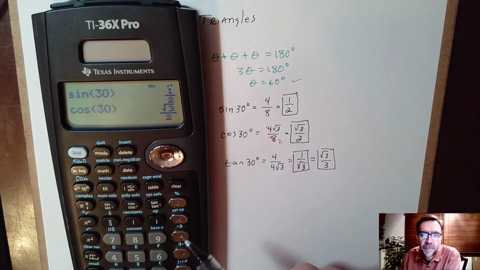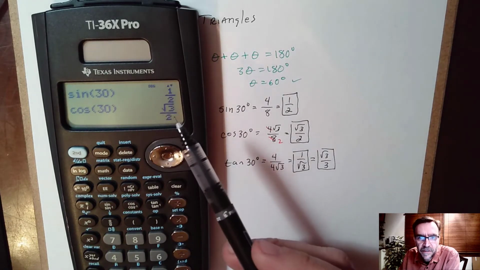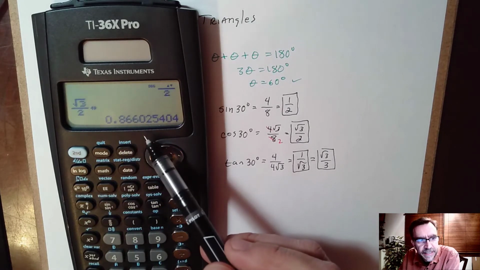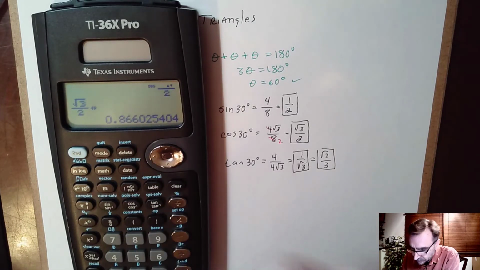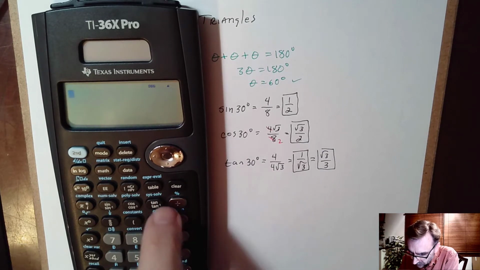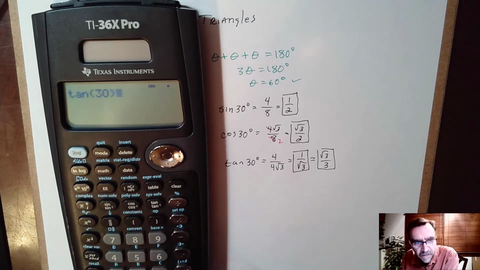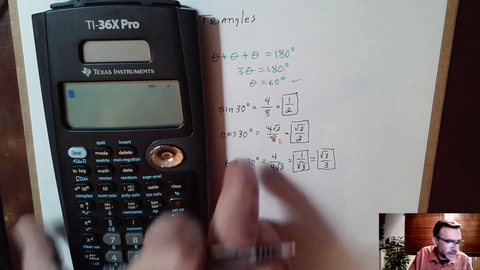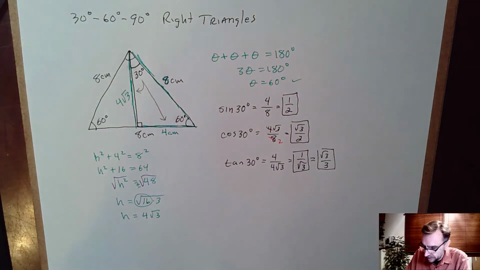It gives exact answers. If you don't have a calculator that gives exact answers, you might see 0.8660, and that's fine. You definitely are at an advantage if your calculator can give exact answers. All right, so tangent of 30 is square root of 3 over 3, and that's what we have. Awesome. From scratch, we developed that.